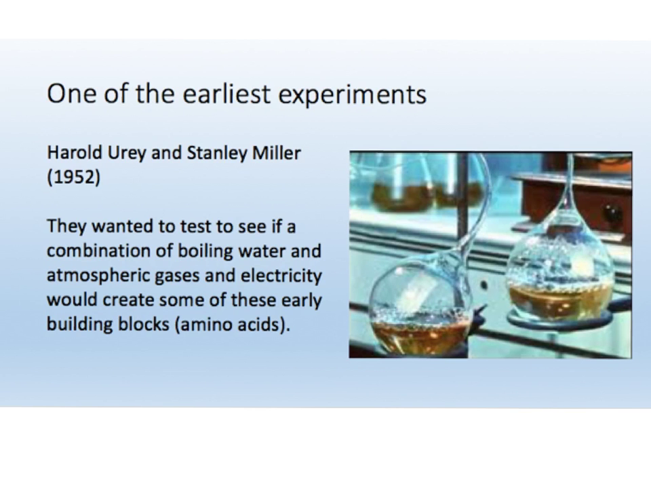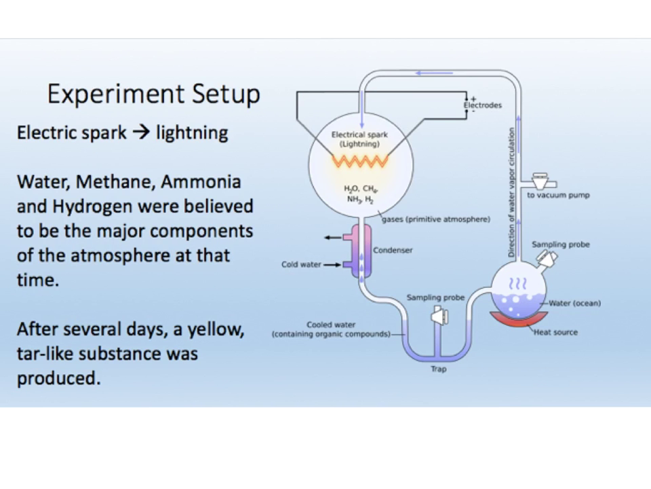One of the earliest experiments was done by Harold Urey and Stanley Miller back in 1952. In their chemistry lab, they basically created a test to see if some combination of boiling water, different variations of atmospheric gases, and electricity could create some of these early building blocks, the amino acids that build up to make proteins. Their experiment looked like this. We have a heat source that is representing the sun or a hydrothermal vent, water being the ocean, different atmospheric gases in this reservoir up here with an electrical spark to simulate lightning.